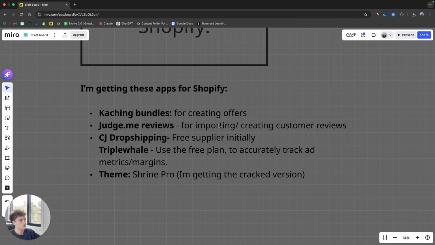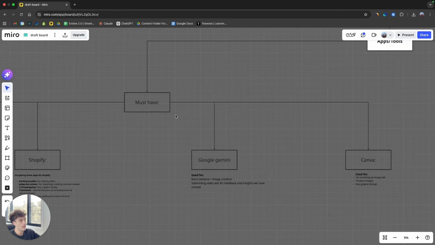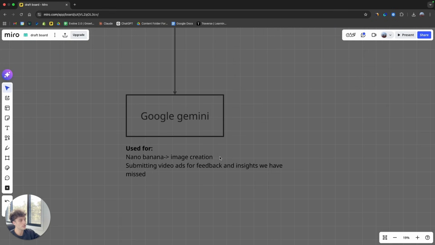And the whole point here is to just save as much money as we possibly can, using CJ Dropshipping as our supplier, because it's free. Don't use AutoDS. ZenDrop's all right, but CJ Dropshipping is what we used initially, so that's why I'm recommending it to you guys. And then once you start scaling, you can buy Shrine Pro, because I would recommend it. It's a very good theme.